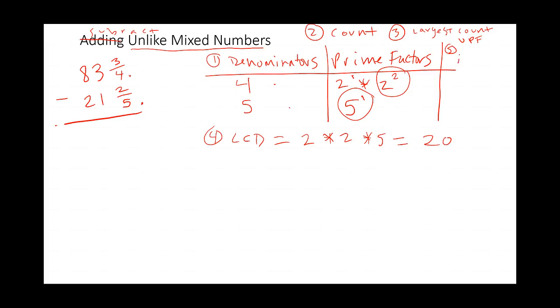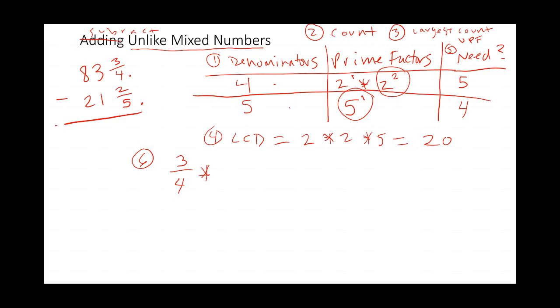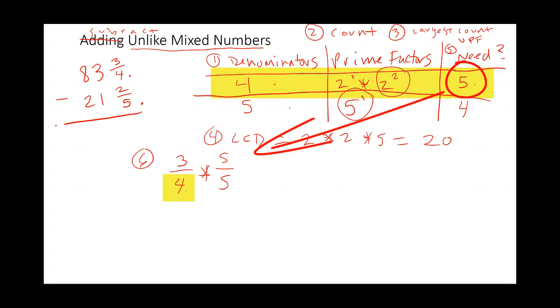Now we do step 5. What does each denominator need to become the LCD? 2 times 2, well, 4 is missing 5. I'm going to draw a little line here to make it a little bit easier. And 5, it's missing, well, 2 times 2 is 4, so I'm going to list it as 4. Now step 6, 3 over 4 times 1, and I'm just going to skip the 1's. Since this is 4, I look up here, I need a 1, and the form of the 1 we're going to use is 5 divided by 5.